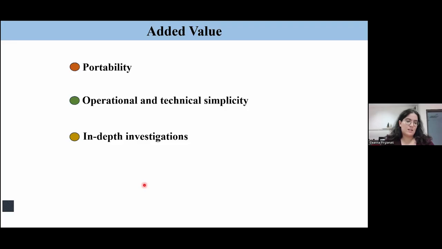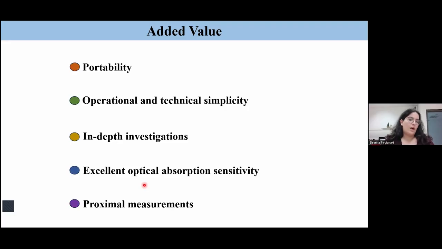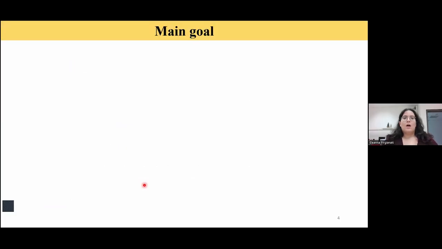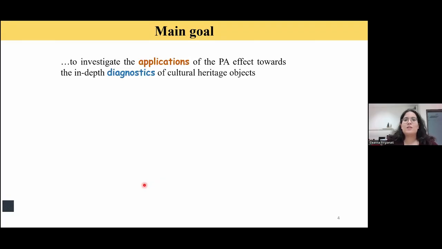Thirdly, the photoacoustic system enables deep probing in optically diffusive media thanks to ultrasonic wave transmissivity. The photoacoustic technique offers much higher optical absorption sensitivity than conventional optical spectroscopy. And last but not least, it can detect ultrasonic signals with transducers placed several centimeters away from the probed area. Now, the main goal of the research and today's presentation is to investigate and present the applications of the photoacoustic effect towards the in-depth diagnostics of cultural heritage objects.